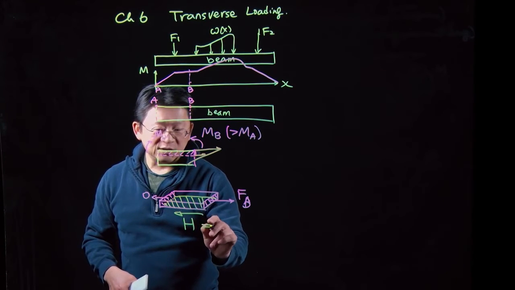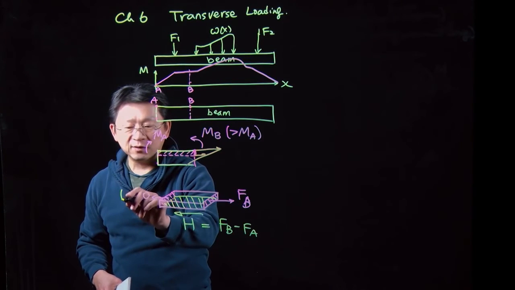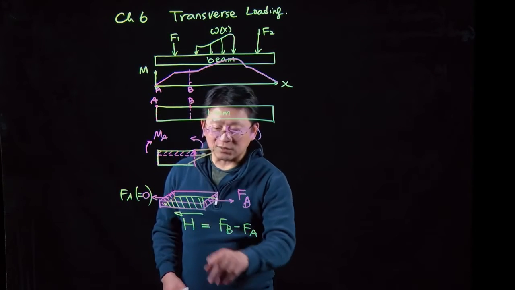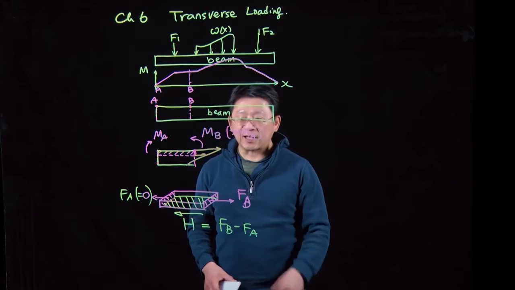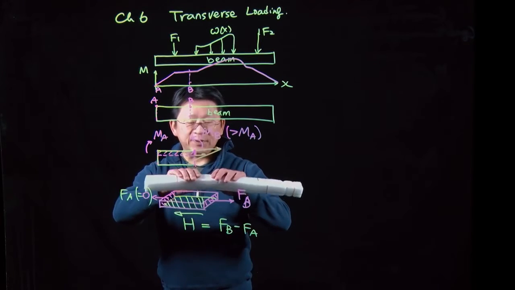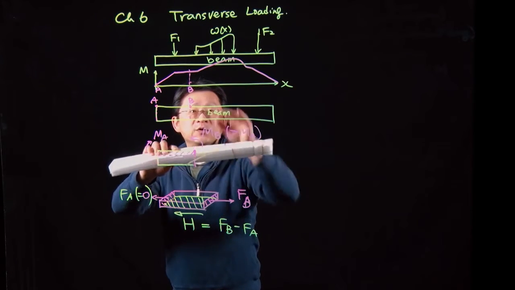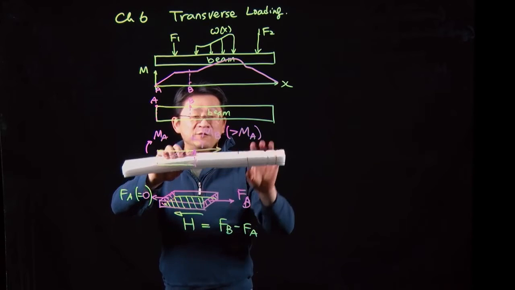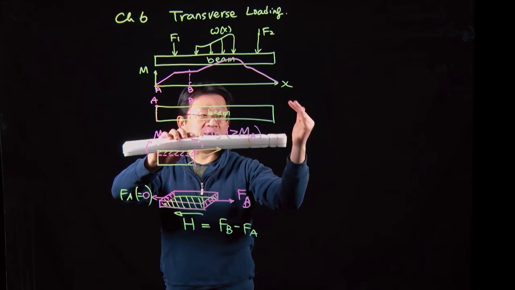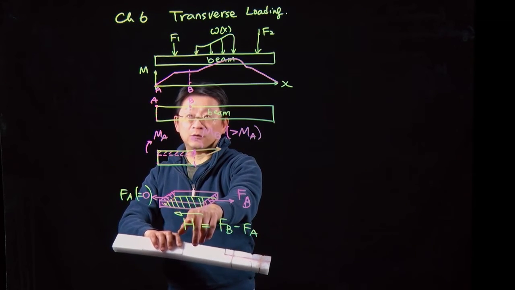H is basically equal to FB minus FA, and FA here is equal to 0. Due to the existence of this force H, reactions are induced in the beam, and this will only happen in the beam under this kind of unevenly distributed point loading. If this beam, going back to chapter 4, is in pure bending, which means the bending on this side and this side are equal, you can deduce this one should be equal to 0.